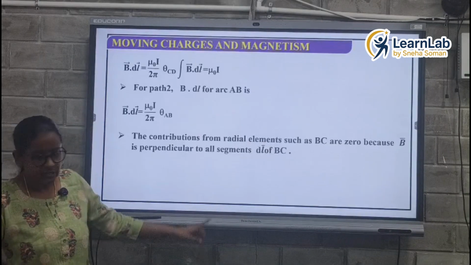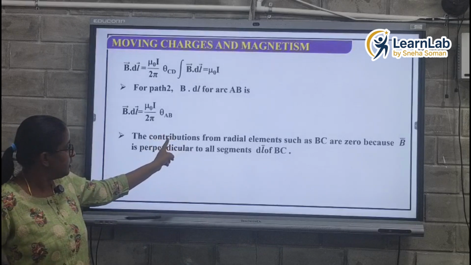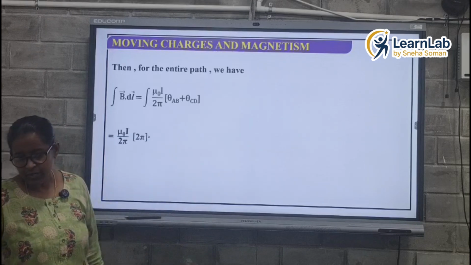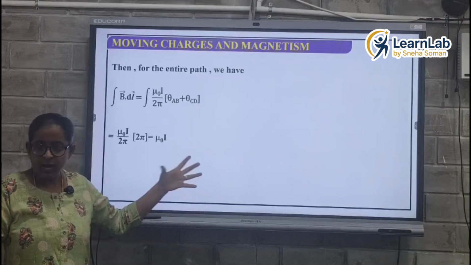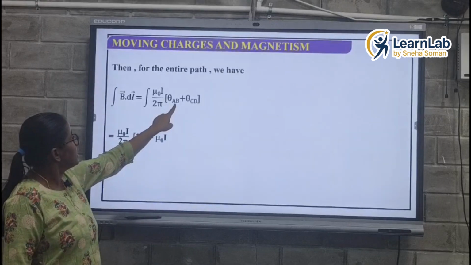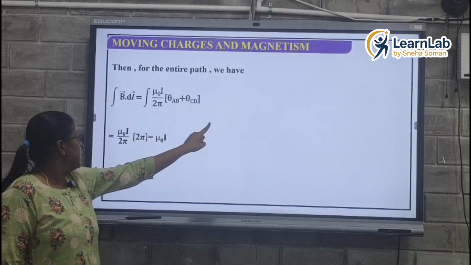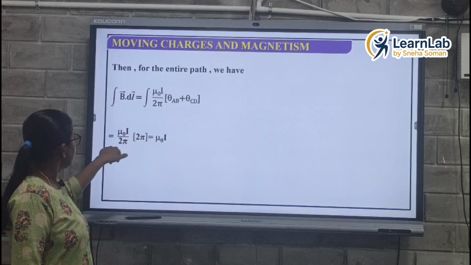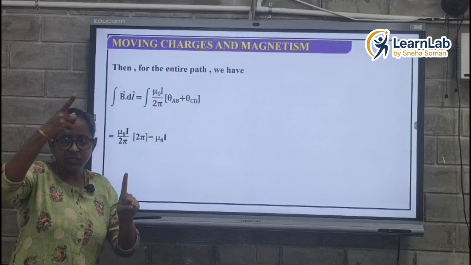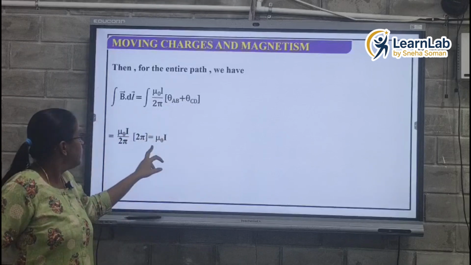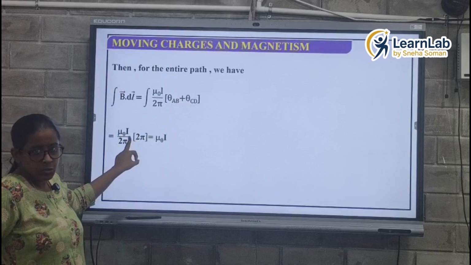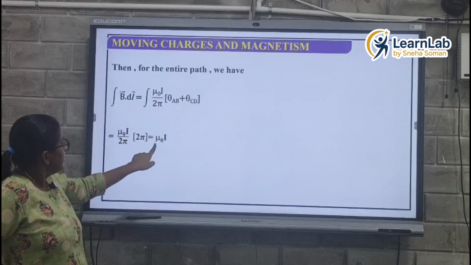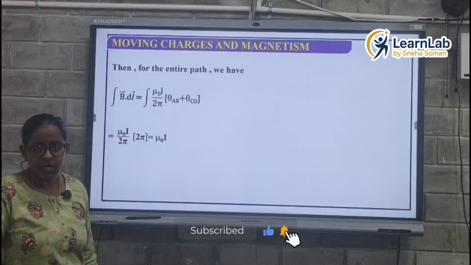Okay, clear? Now it is clear for you? Okay, for all the segments it will be perpendicular. Okay, so to entire path, we will add everything. So now theta AB plus theta CD. Okay, so now from this you will get mu naught I. So theta, that is half circle, next half circle. So full circle, we will have theta value is 2 pi. Okay, so 2 pi will get cancelled, and you only will get mu naught I times.